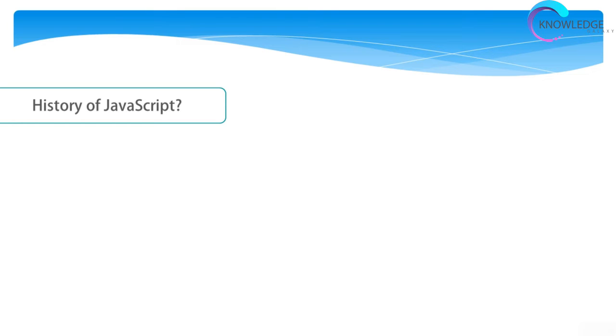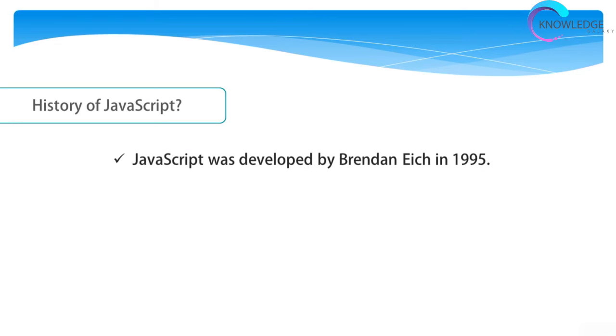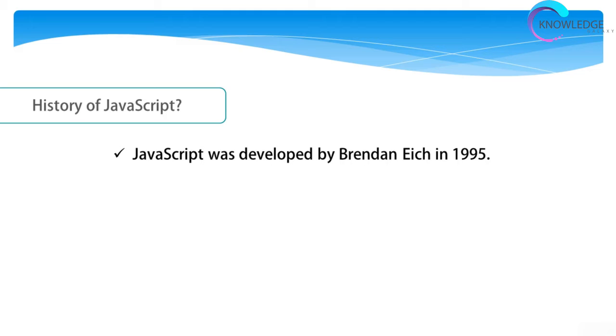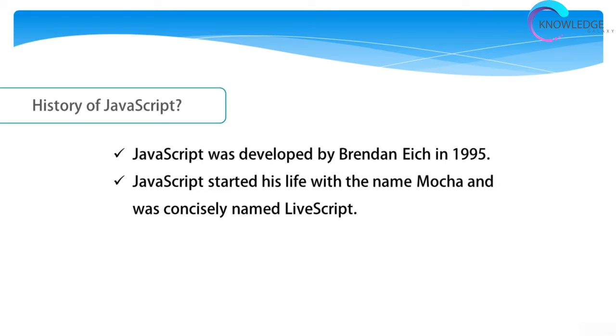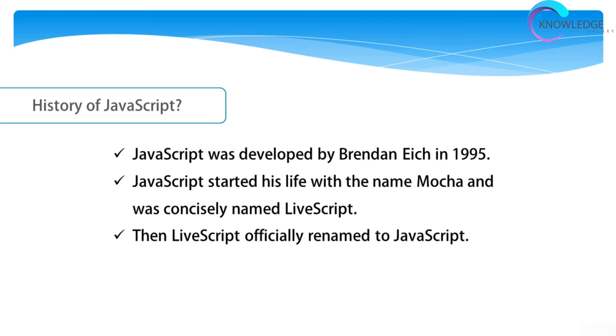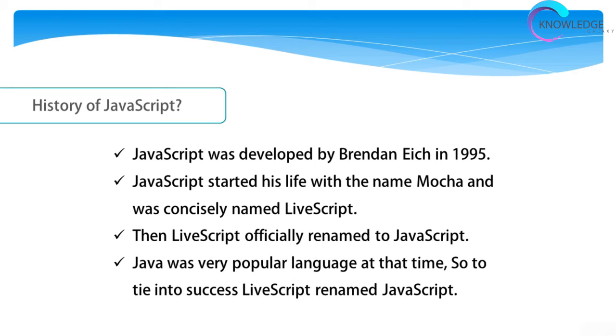Anyway, let's talk about the history of JavaScript. JavaScript was developed by Brendan Eich in 1995. He was a developer at Netscape Communication Corporation. JavaScript started its life with the name Mocha and was briefly named LiveScript. In 1995, LiveScript was officially renamed to JavaScript with the Netscape Navigator release. Java was a very popular language at that time, so to tie in to its success, LiveScript was renamed to JavaScript.